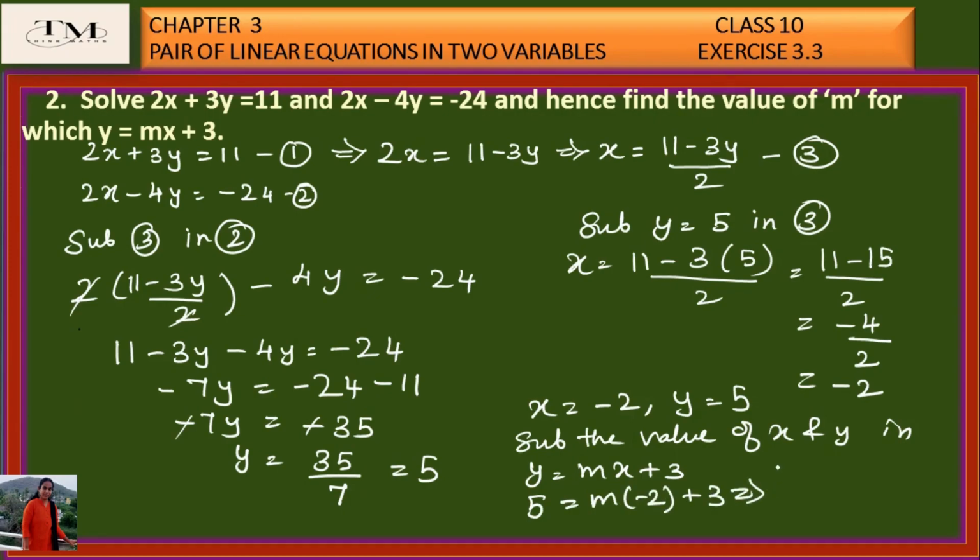So this implies minus 2m equal to, when plus 3 goes to the other side, it will be 5 minus 3. So it is equal to 5 minus 3. So minus 2m is equal to 2. This minus 2 will come down. So the answer is minus 1. So we got m is equal to minus 1. Okay. I hope you can understand.